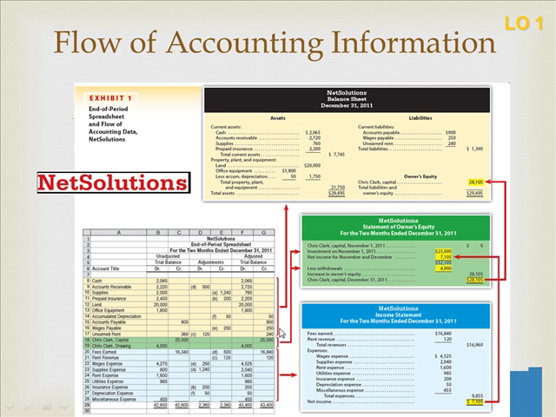This is an indication of the end of period spreadsheet that has the unadjusted trial balance, the adjustments, and the adjusted trial balance. And this is where all of the information for the income statement, statement of owner's equity, and the balance sheet is prepared from.